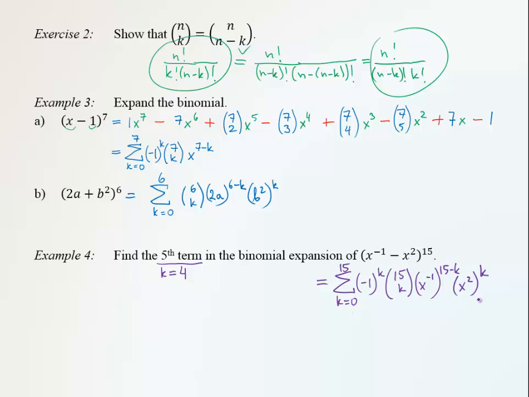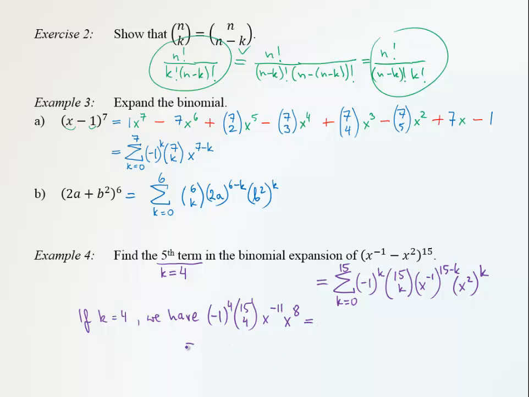So that's the entire binomial, but we need the 5th term. That means the term of the sum when k is 4. So if k is 4, we rewrite the whole expression using 4 instead of k. So it's -1 to the 4, 15 choose 4, x to the -1 times 15 minus 4, which is 11, so x to the -11, and x to the 2 times 4, which is 8.